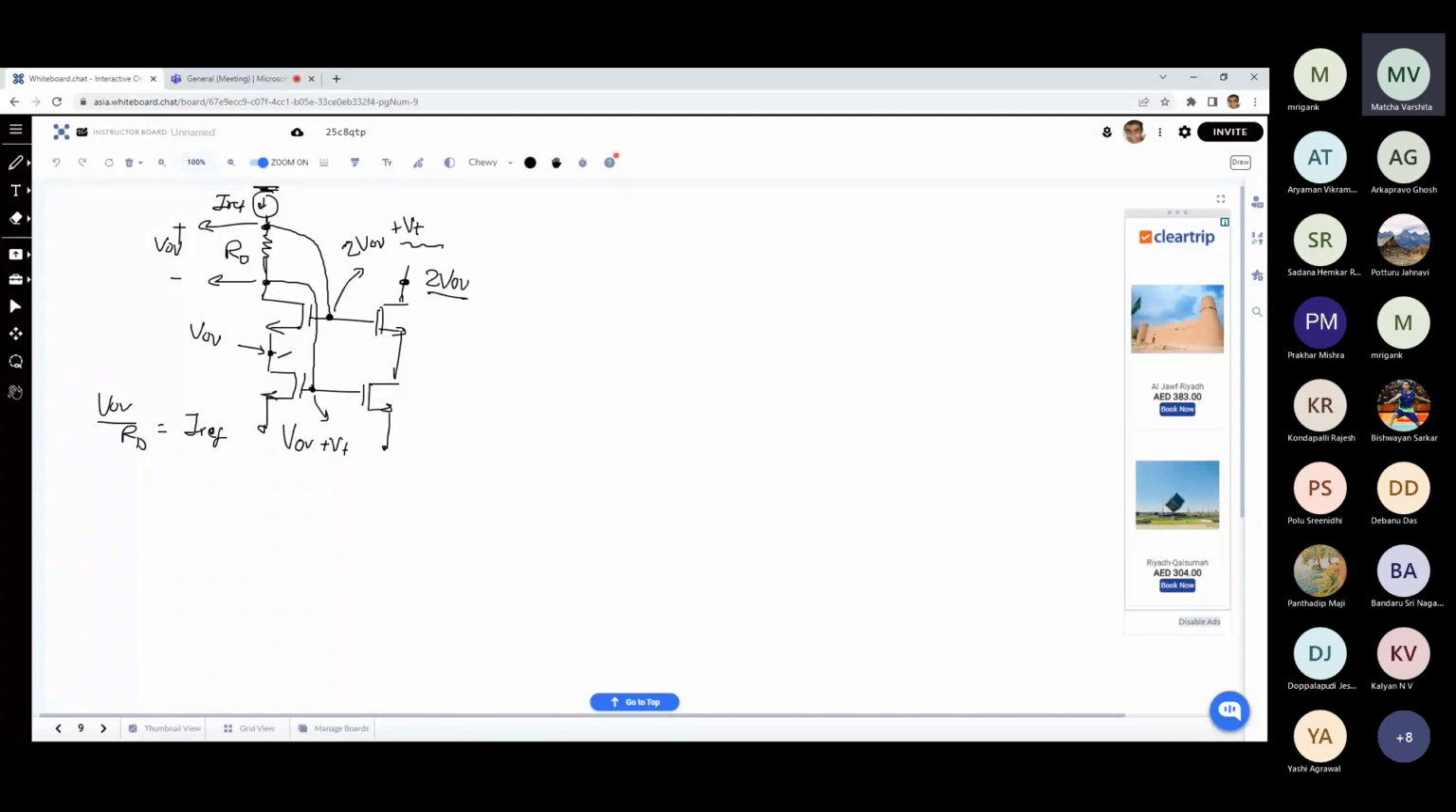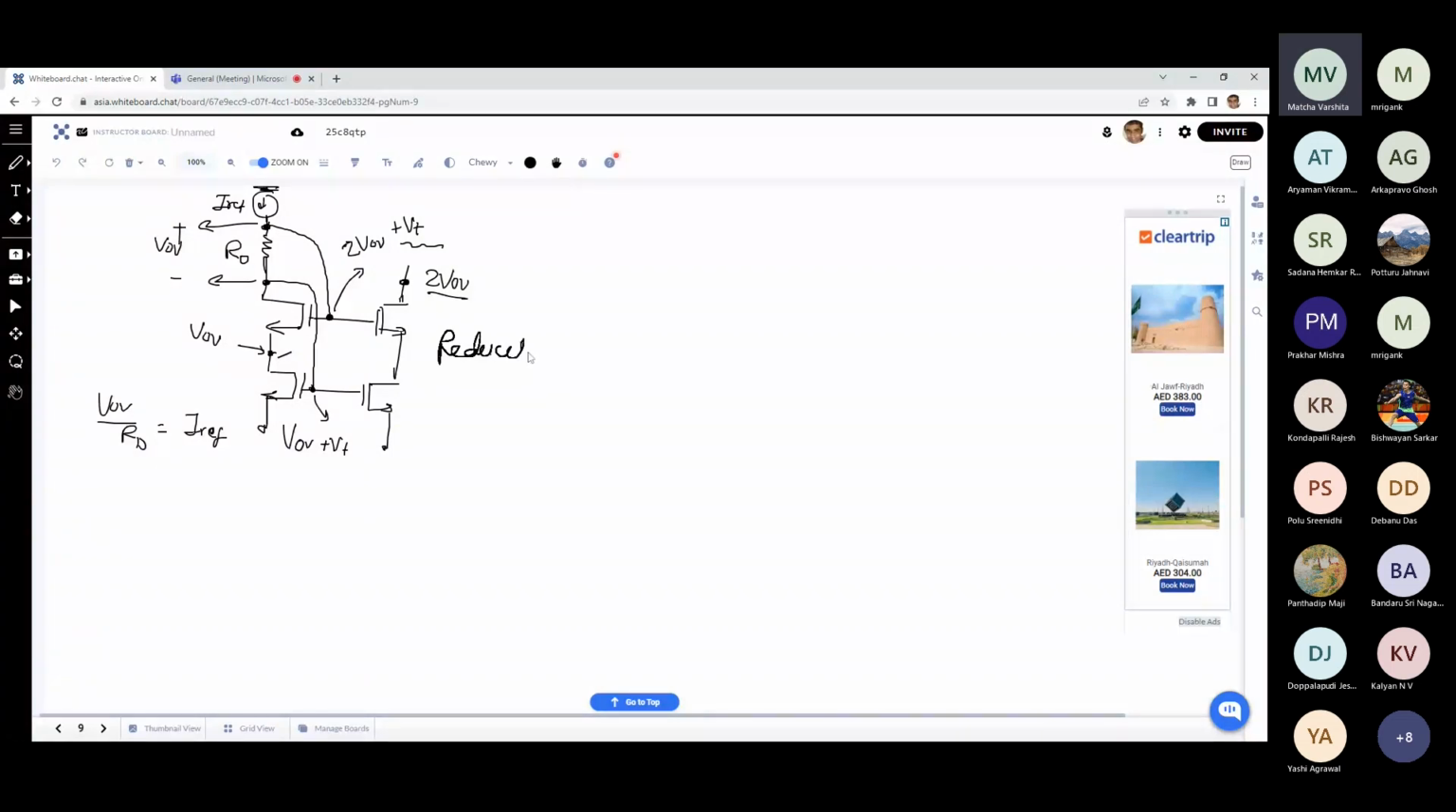Also you can try to increase the W by L so that you get a proper, lower V overdrive, and you check the RD accordingly, and that basically helps you in getting a reduced headroom at the output. This is called reduced swing cascode current source.